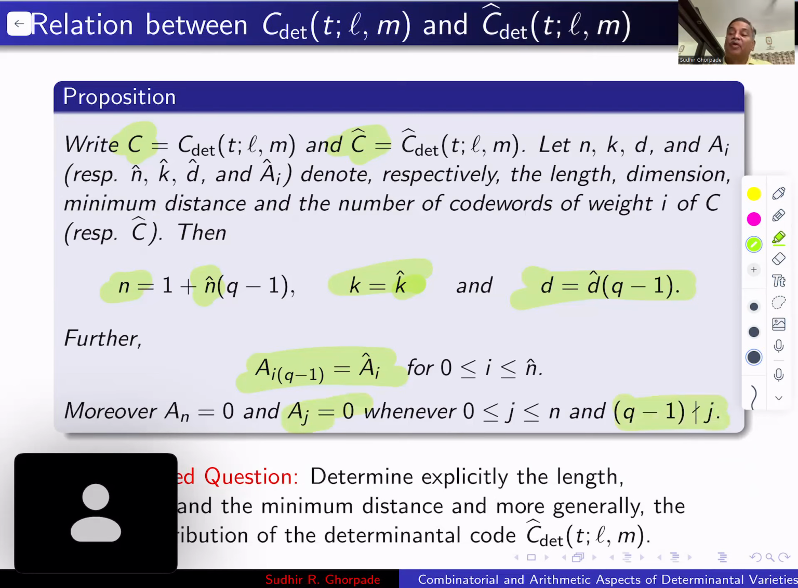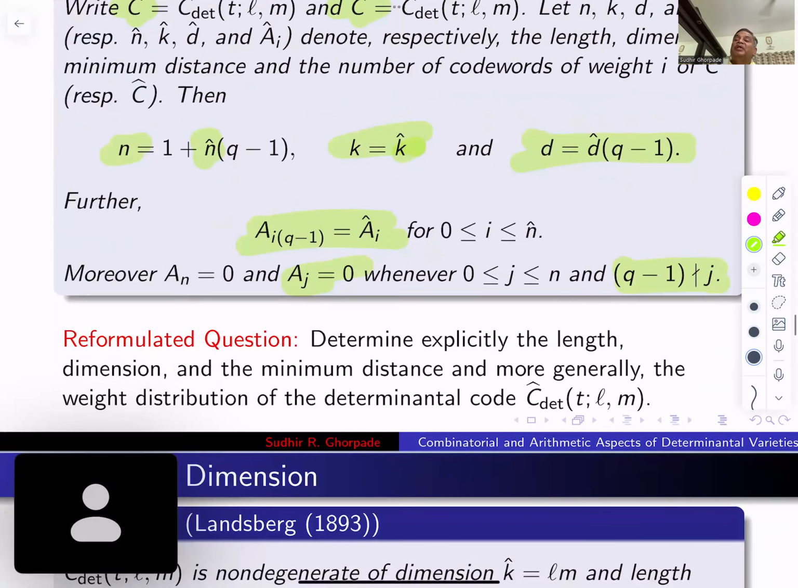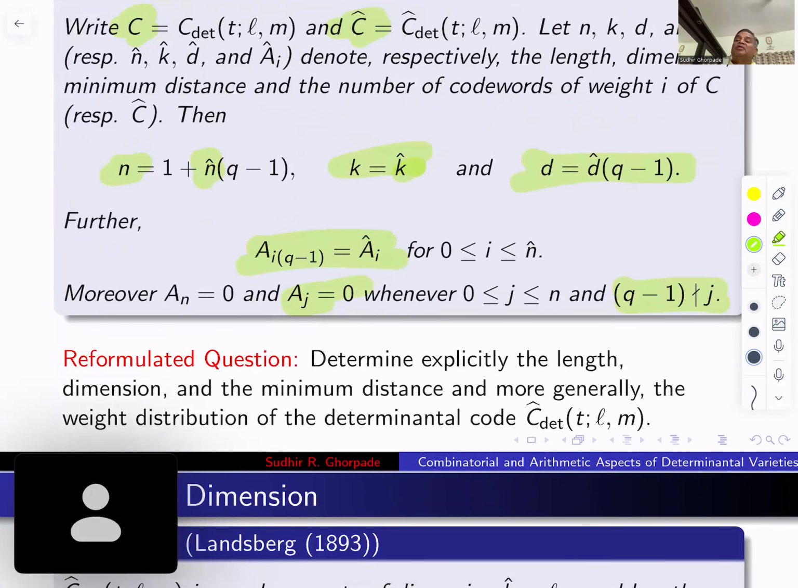Okay, very good. So what is the question? The question is now, all right. So basically, that's about the length, dimension, and the minimum distance. But it is just showing that if you know one of them, you know the other. But what is the length? What is the dimension? What is the minimum distance? And more generally, what's the weight distribution of the determinantal code? So that's a question. And if you remember the question I asked originally about finding the maximum number of points in the hyperplane sections and so on, that exactly corresponds to this coding theoretic question.